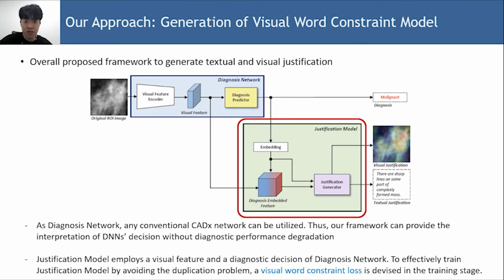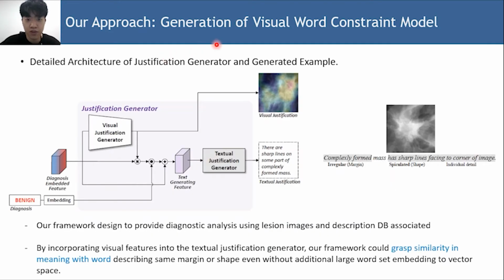To effectively train justification model by avoiding the duplication problem, a visual word constraint loss is devised in the training stage. The figure shows the detailed architecture for the justification model. Our framework is designed to provide diagnostic analysis using lesion images and description DB being combined. And by incorporating visual features into the textual justification generator, our framework could grasp similarity in meaning with words describing the same margin or shape, even without additional large word set embedding to the vector space.